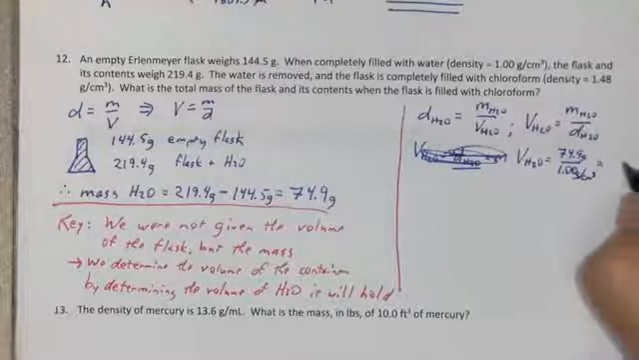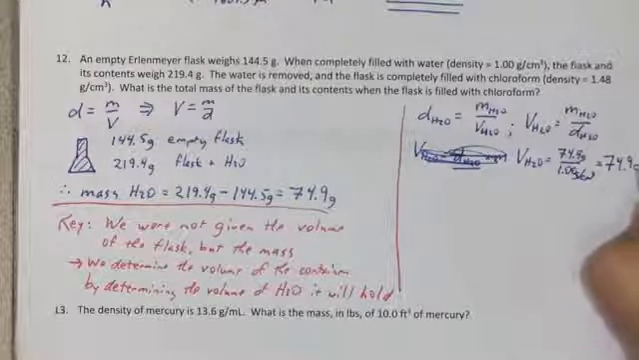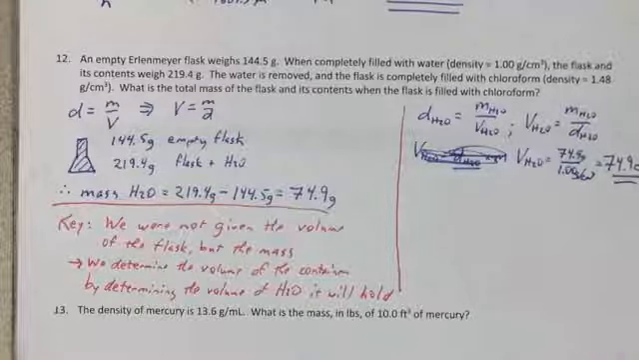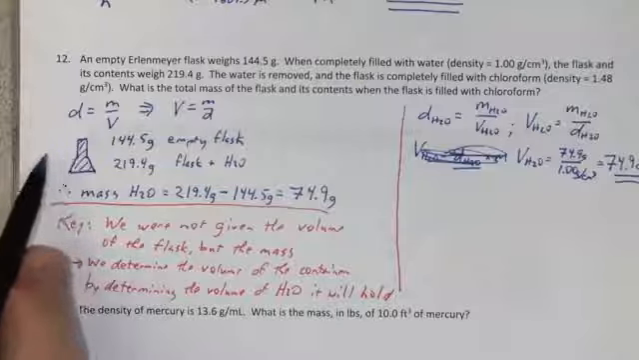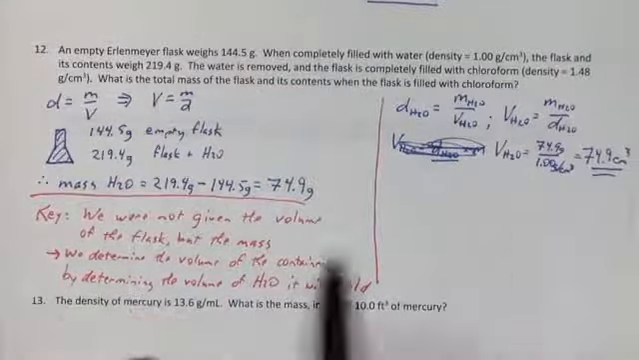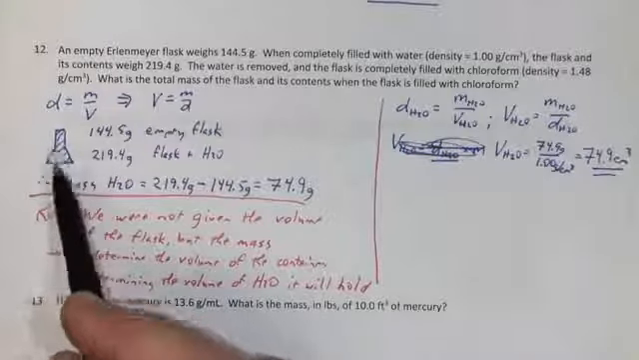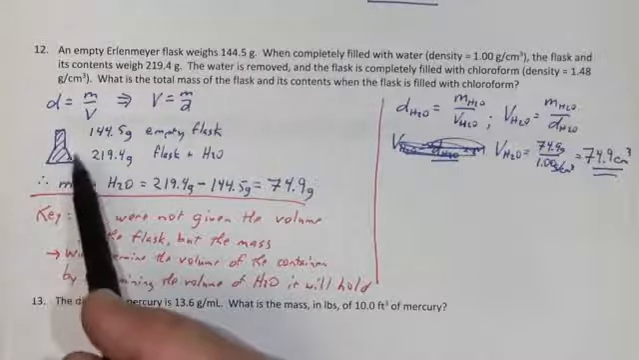And so the volume of water is 74.9 cubic centimeters. Okay, now the key point here is if this will hold 74.9 cubic centimeters of water when it's completely full, then that means that's the volume of the flask. That's all it will hold of anything. It will hold 74.9 cubic centimeters of anything.